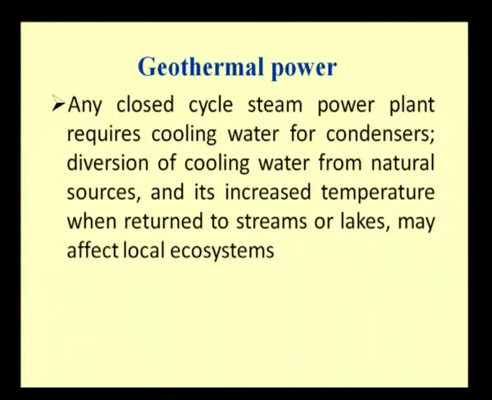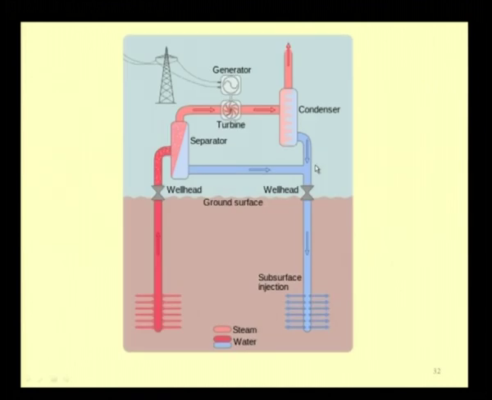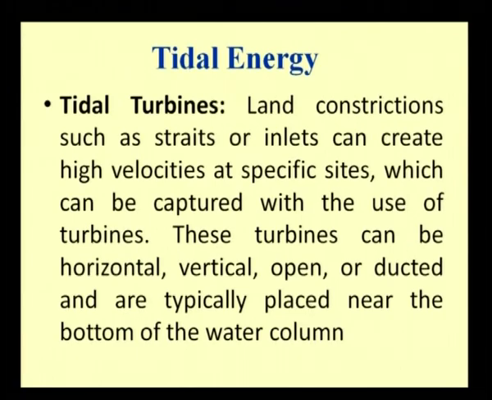Any closed cycle steam power plant requires cooling water for condensers. Diversion of cooling water from natural sources and its increased temperature when returned to streams or lakes may affect the local ecosystem. See, in the diagram you see the condensed water that is taken to lakes or some natural water sources, and therefore, they are affecting the water ecosystem.